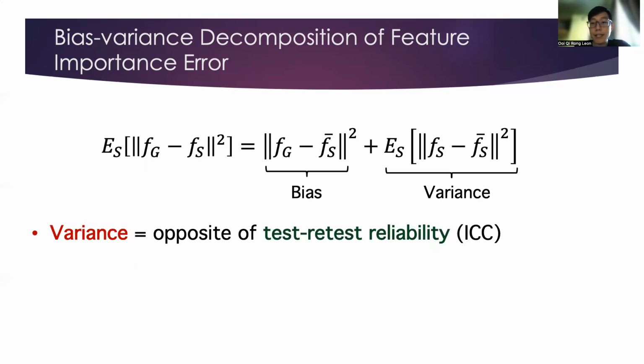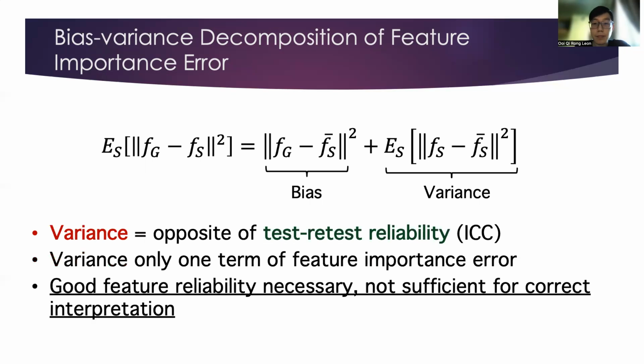This leads to the following implications. Firstly, we can see that a highly reliable model that predicts similar features over many samples should have low variance. In other words, high ICC equals low variance. However, variance is only one part of feature importance error. In order to have a correct interpretation of a model, both high reliability and low bias are required. Otherwise, interpreting feature importance may be reliable, but reliably wrong. Therefore, we need to focus on feature importance error as a whole rather than just the reliability of our model interpretation.